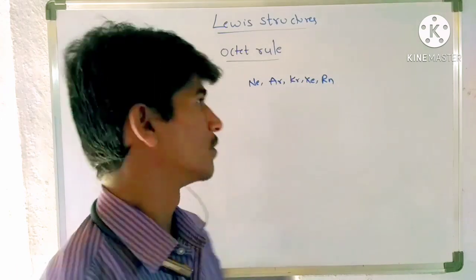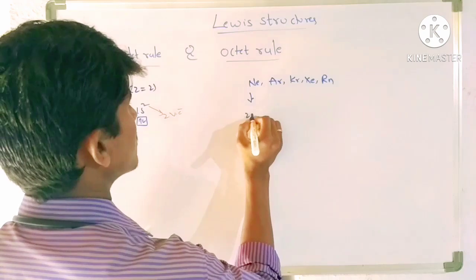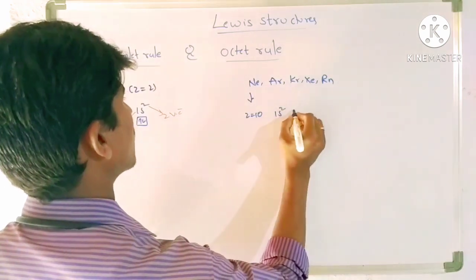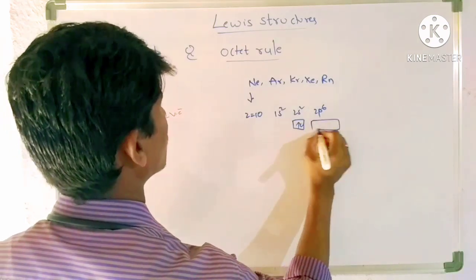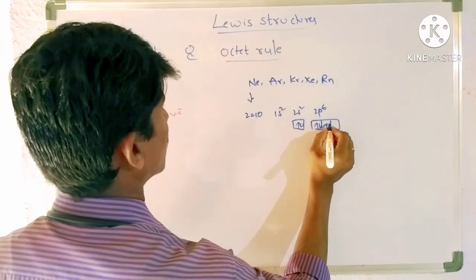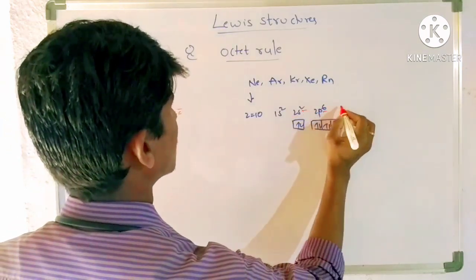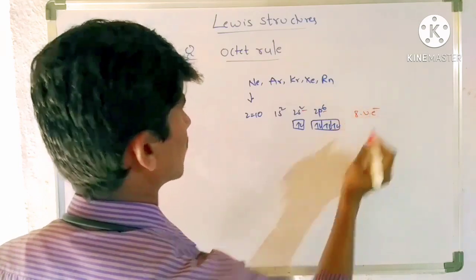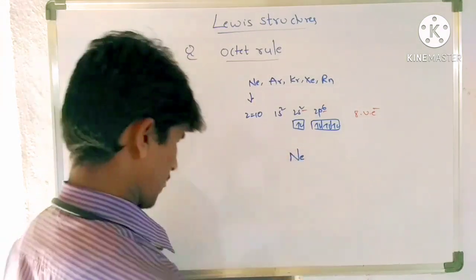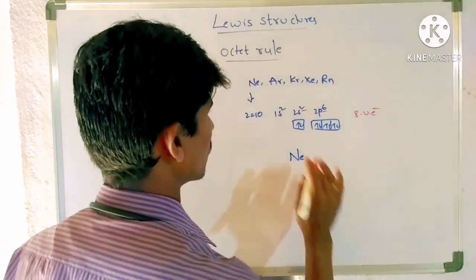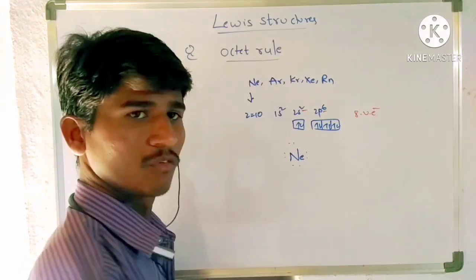That is the octet rule. So consider neon, where Z is equal to 10. The configuration is 1s2, 2s2, 2p6. Now what is the valence orbit here? The second orbit is the valence orbit. How many valence electrons are there? 2 plus 6, that is 8 valence electrons. If you write the Lewis symbol for neon, Ne, with 8 electrons, that is 1, 2, 3, 4 pairs.